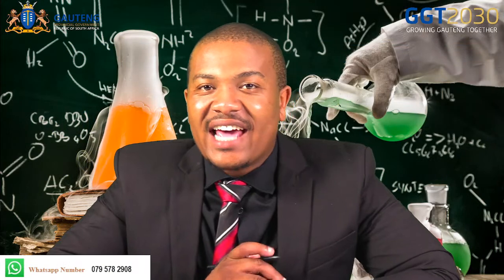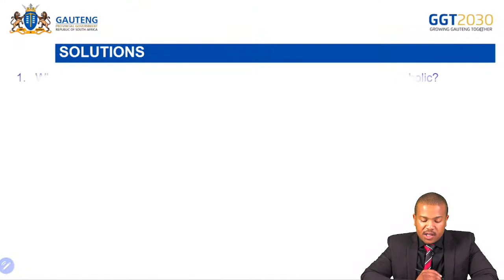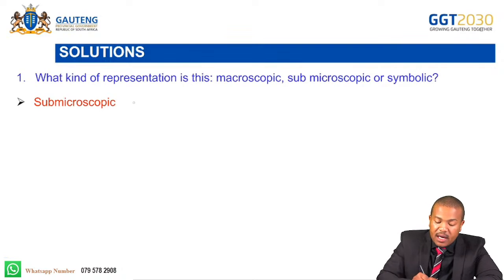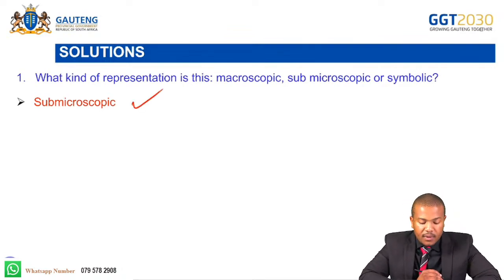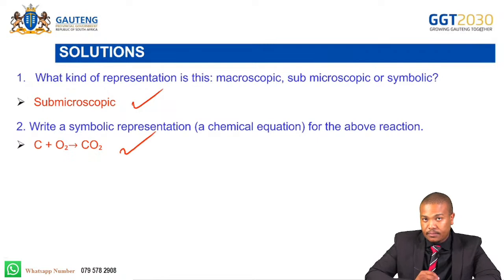Welcome back again, grade 9s. Now let's look at the solutions of this activity. Right. So now you needed to tell us what kind of representation this is, right? Is it macroscopic, submicroscopic, or symbolic, right? And that is a submicroscopic representation. Then number 2, write a chemical equation or symbolic representation for the above reaction, right? So the answer is C plus O2 to form CO2, right? Carbon plus oxygen to form carbon dioxide.